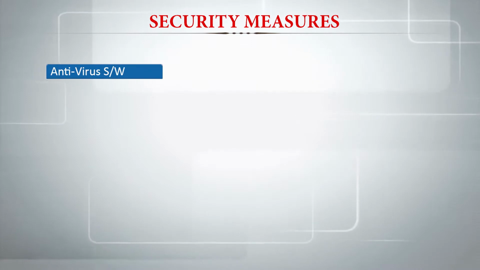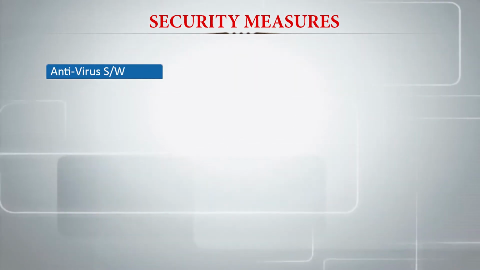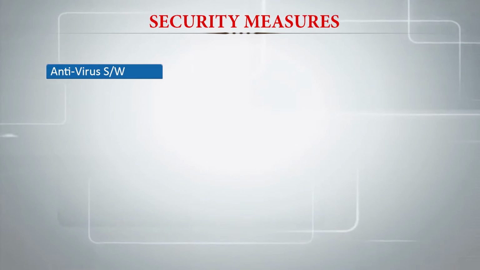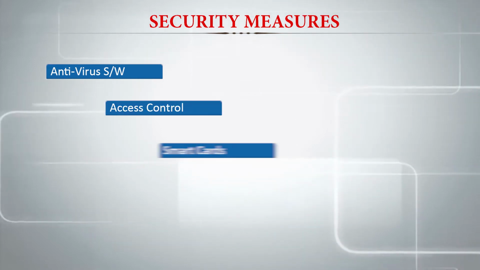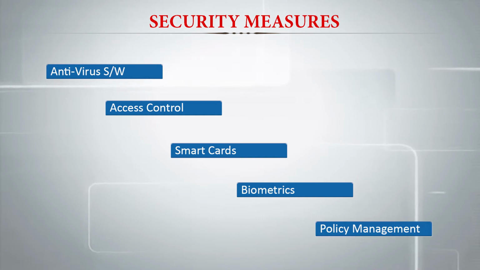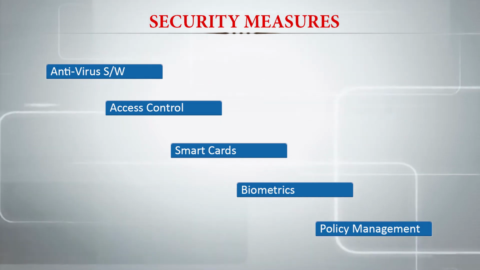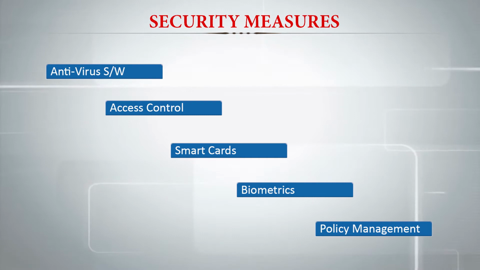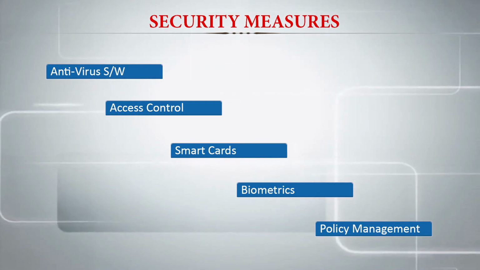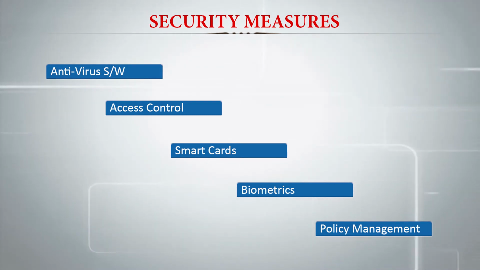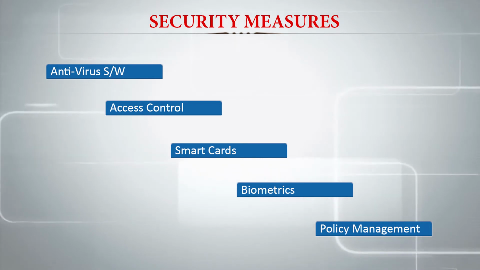In this context, we will talk about what are the measures to be taken. We list a few measures and discuss a few of them in detail. One is antivirus software, and we will have more discussion on antivirus software, access control, smart cards, biometrics, policy management. So we require different kinds of tools and techniques to protect our systems, not only one kind, just like antivirus software or an access control mechanism, but we require another kind of mechanism also.